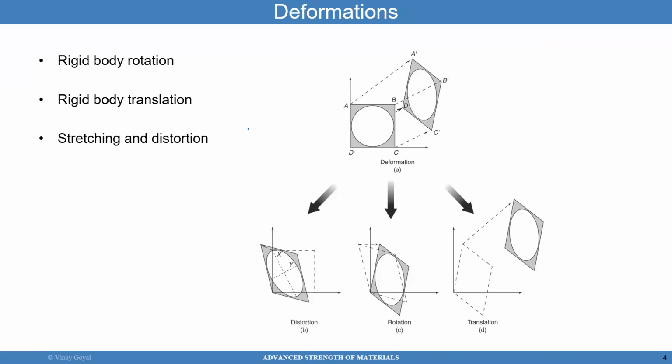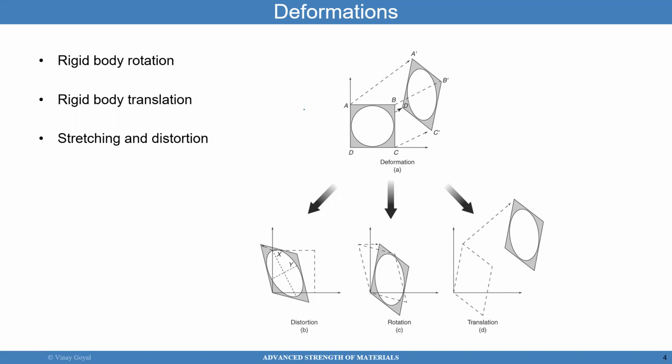So the deformation can be broken up into three: rigid body rotation, so you can rotate the body with no stress applied; rigid body translation, you can translate the body without applying any loads, so no strains form; or you can stretch and distort the material.